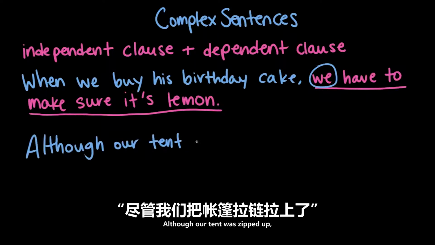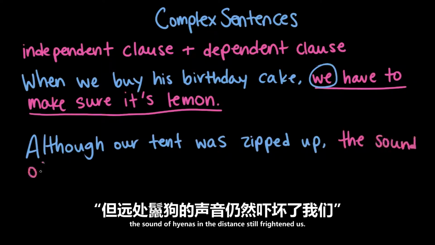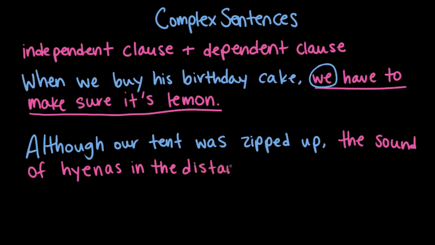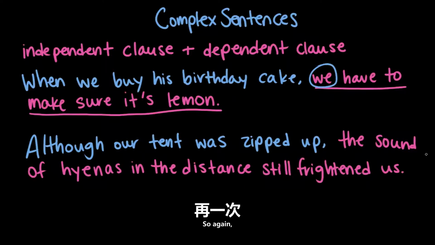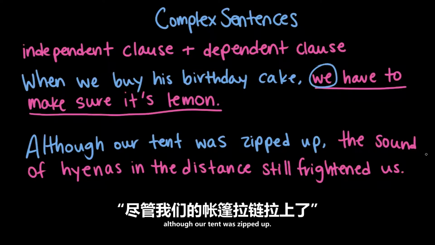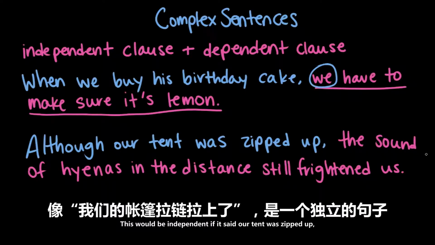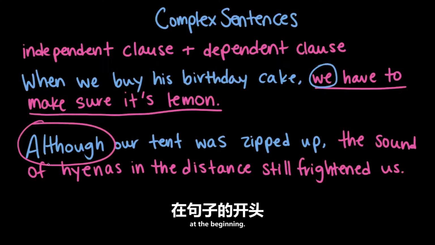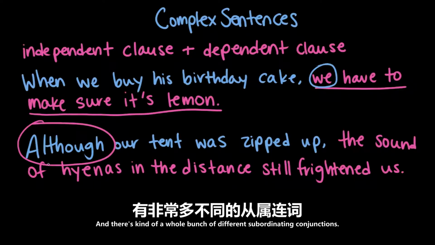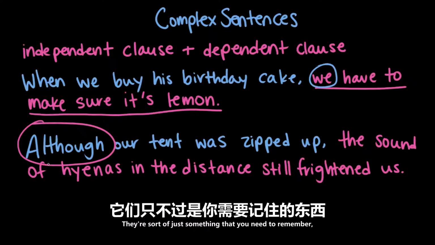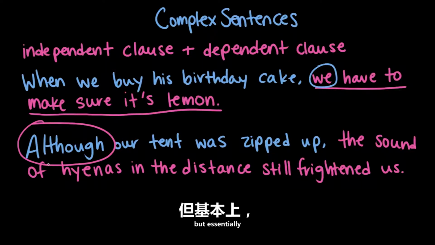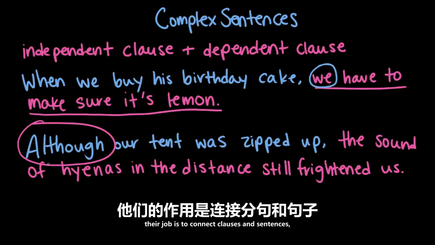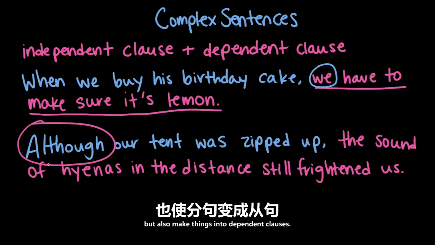Although our tent was zipped up, the sound of hyenas in the distance still frightened us. So again, this sentence starts with a dependent clause. Although our tent was zipped up. This would be independent if it said our tent was zipped up. But again, we have this subordinating conjunction, although, at the beginning. And there's kind of a whole bunch of different subordinating conjunctions. They're sort of just something that you need to remember. But essentially, their job is to connect clauses in sentences, but also make things into dependent clauses.